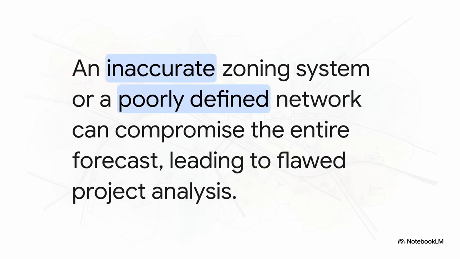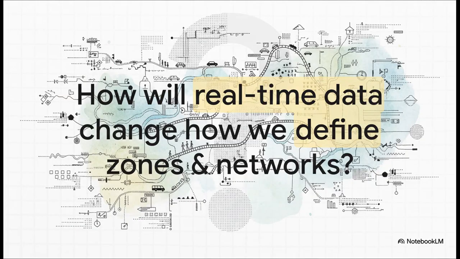And here is the bottom line, the one thing you should take away from all this. If your basic geography is wrong, everything else you build on top of it will be wrong too. A sloppy zoning system, a network that gets capacity wrong, that's the classic garbage in, garbage out problem. And the result isn't just a bad forecast, it's the very real risk of making a terrible multi-billion-dollar decision based on that bad forecast. So that leaves us with a really fascinating question to think about.